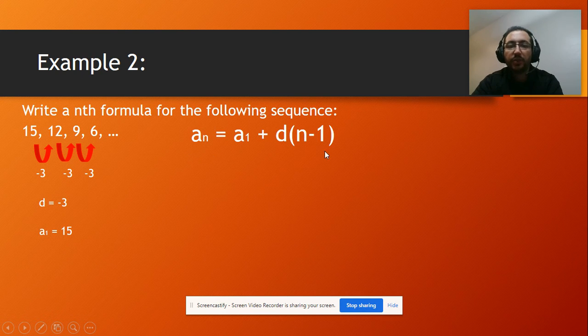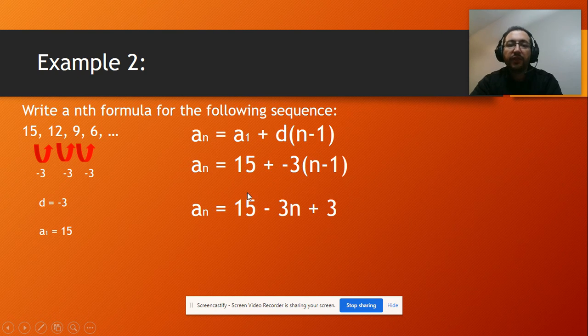So if I want to write a rule or a formula for this one, a sub n equals the first term, which is 15, plus the common difference, which is negative 3, times n minus 1. Okay, let's get rid of the parentheses, multiply, so we can simplify. A sub n will be 15, negative 3 times n will be negative 3n, and negative 3 times negative 1 will be positive 3. Combine like terms, 15 plus 3 will be 18 minus 3n, and this will be my general rule for this sequence. Okay.